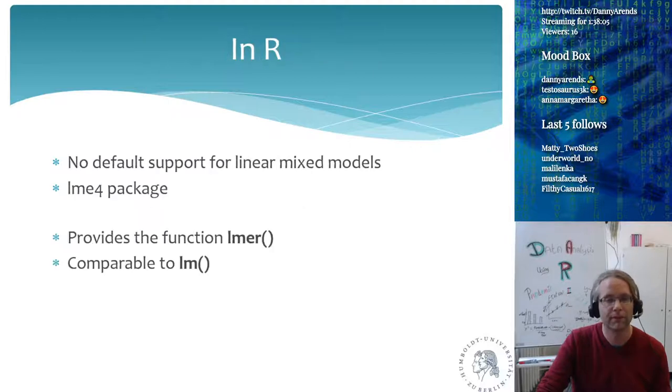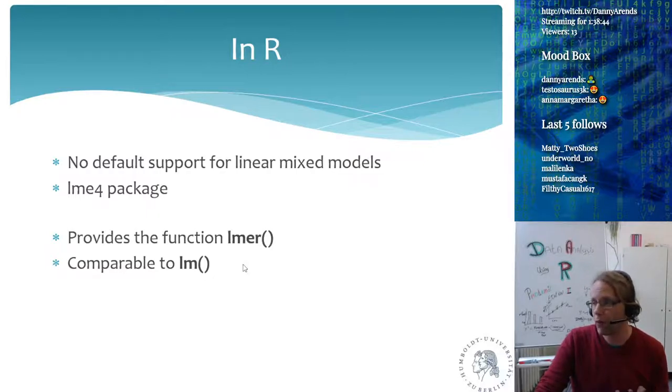All right, so this is the more or less extended model that we have for the data set that was provided. In R, there is no default support for linear mixed models. R has support for linear models, but linear mixed models are not supported by default. So you need to install the lme4 package, the linear mixed effects package, version 4, which is the current version. It might be that soon there will be a version 5. This package provides a single function, called lmer, for linear mixed effects regression. And this function is very similar to the lm function. So if you know how the lm function works, you can just use the lmer function.